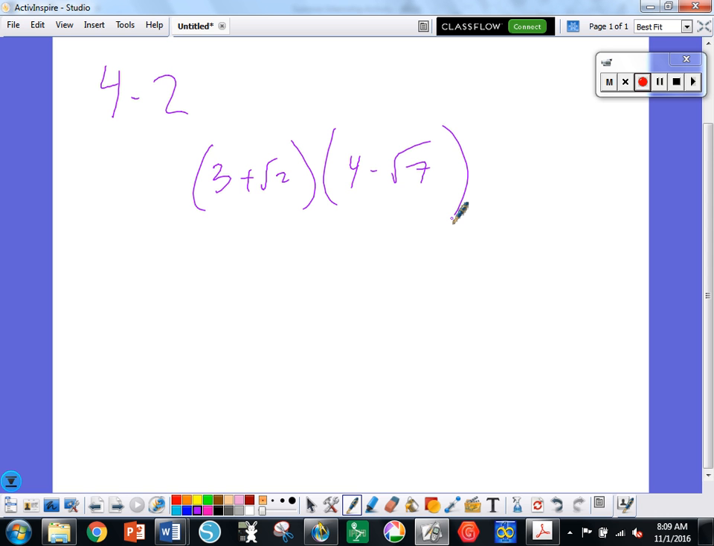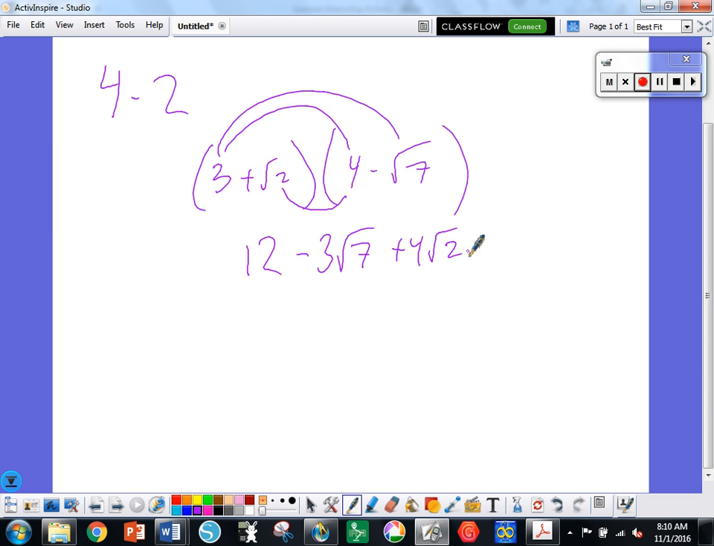Okay, once again we're going to go ahead and distribute through, correct? 3 times the 4, 12. 3 times negative root 7, negative 3 root 7. Root 2 times 4 is plus 4 root 2. Root 2 times a negative root 7 is negative root 14. Remember, if they are like bases, we can go ahead and multiply underneath, can't we?